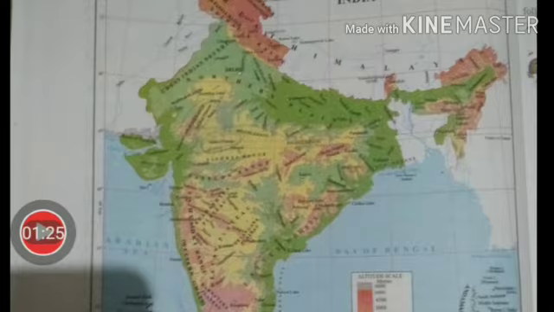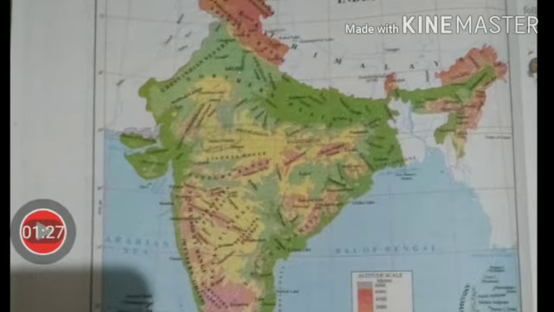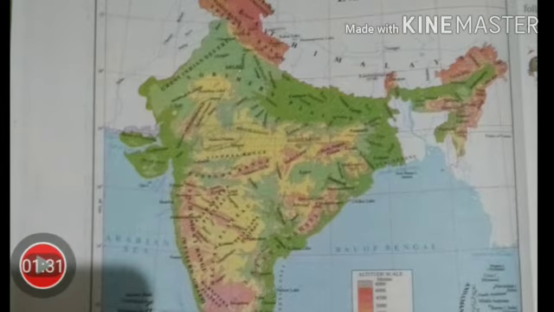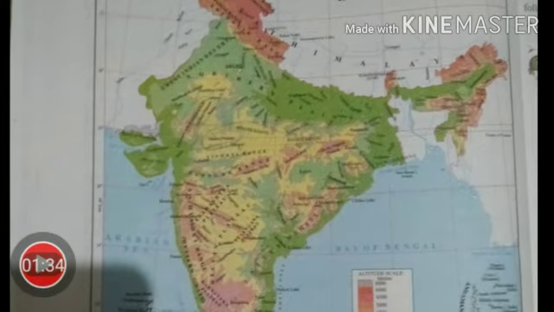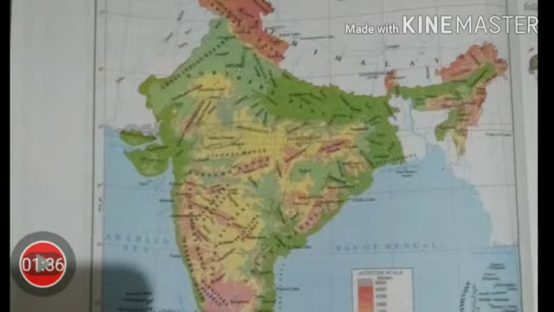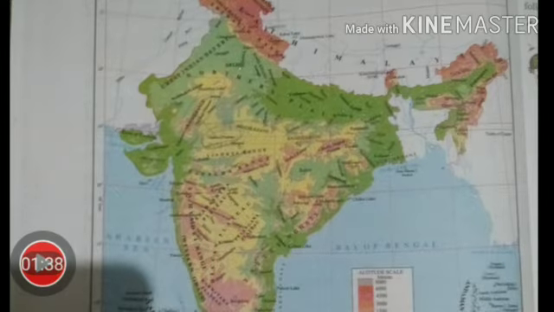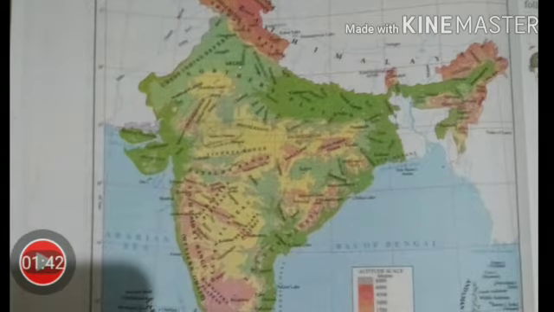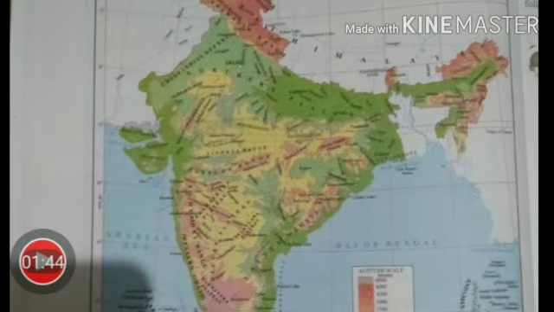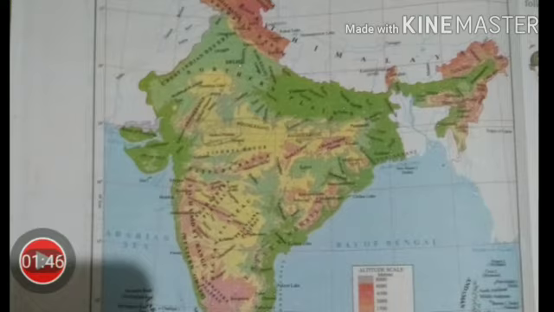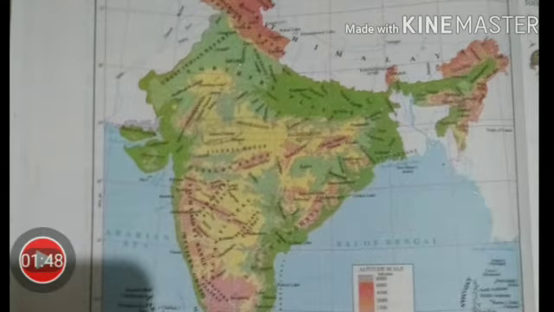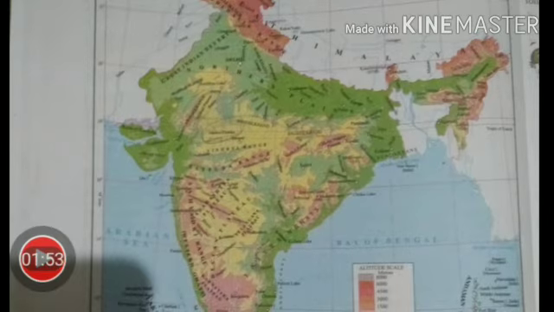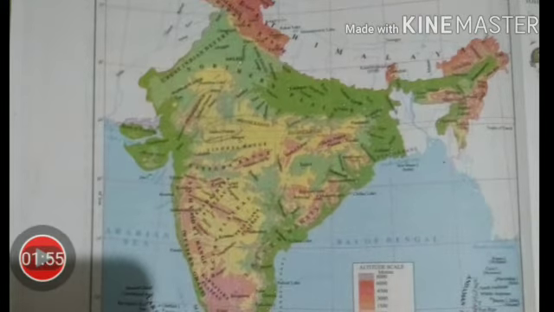Next, make a list of plateaus located in between the Aravalli Ranges and the Chota Nagpur Plateau. The list is as follows. First, Malwa Plateau, second, Marwar Plateau, third, Bundelkhand Plateau, and fourth, Baghelkhand Plateau. There are 4 plateaus. Now, next question.